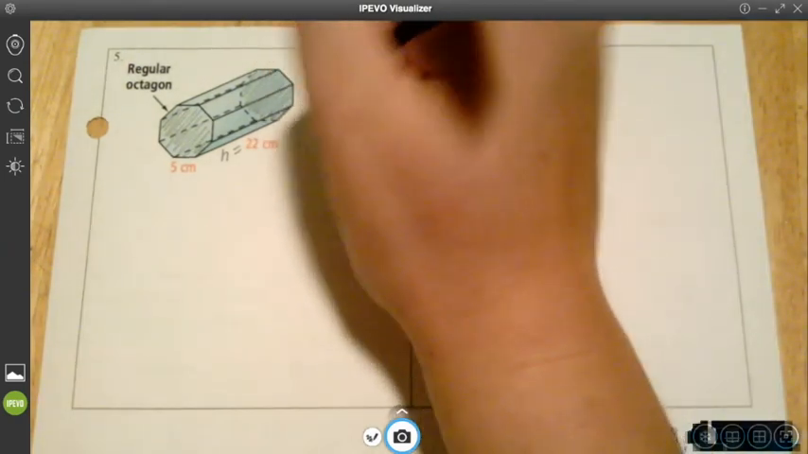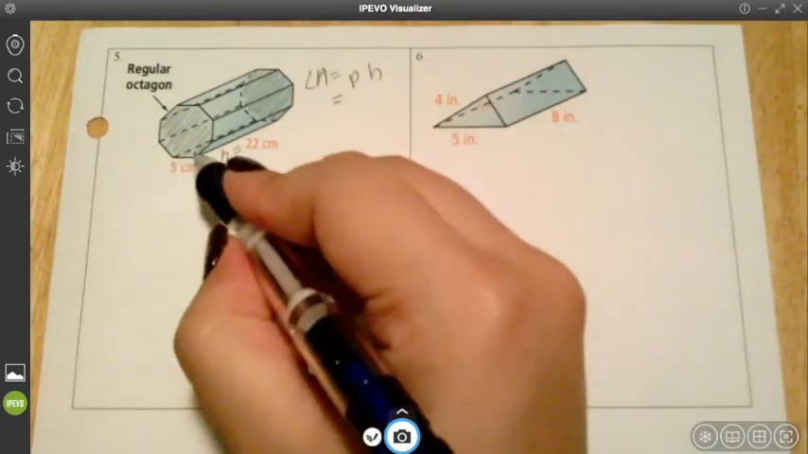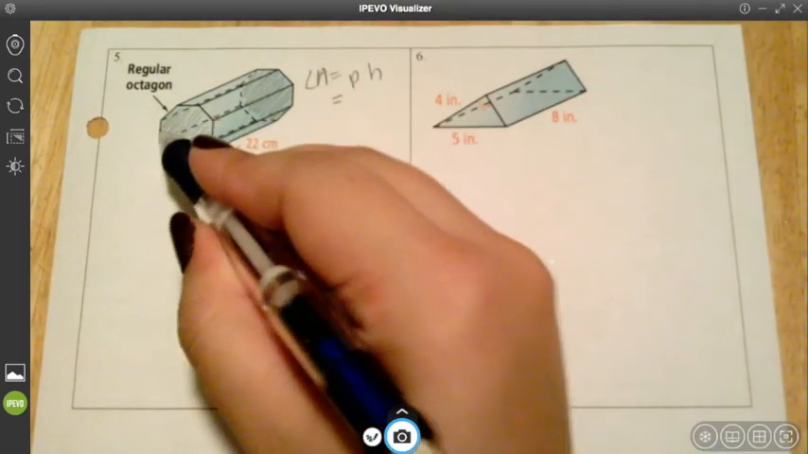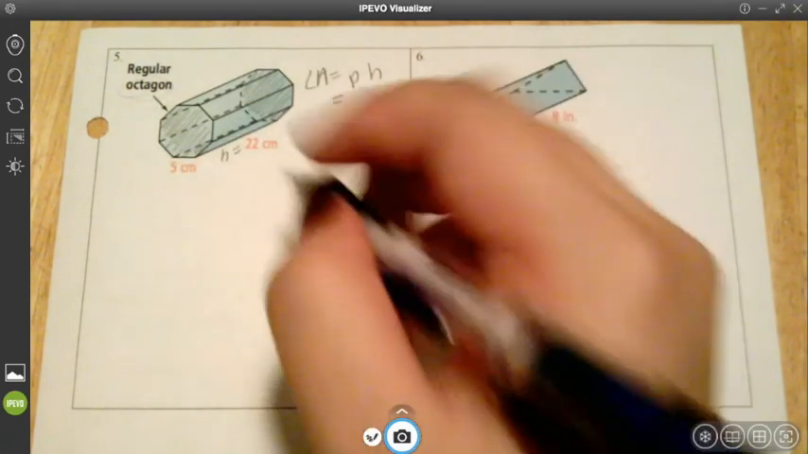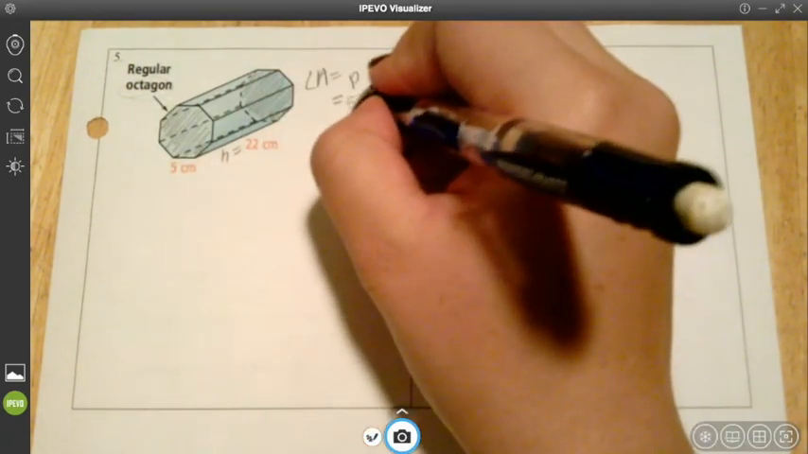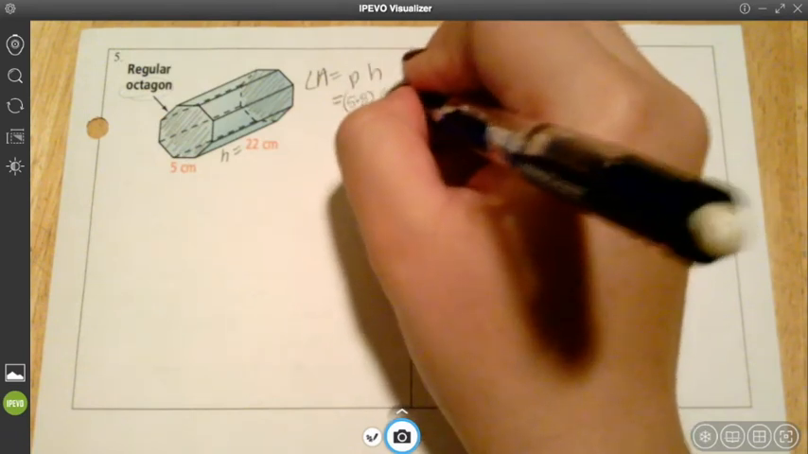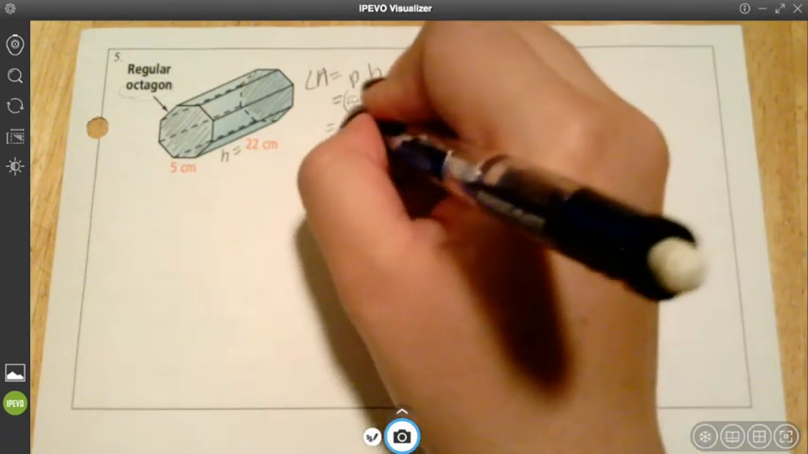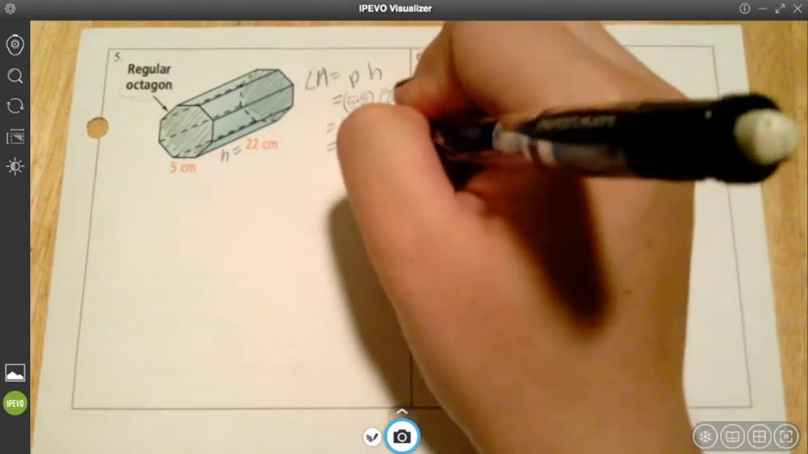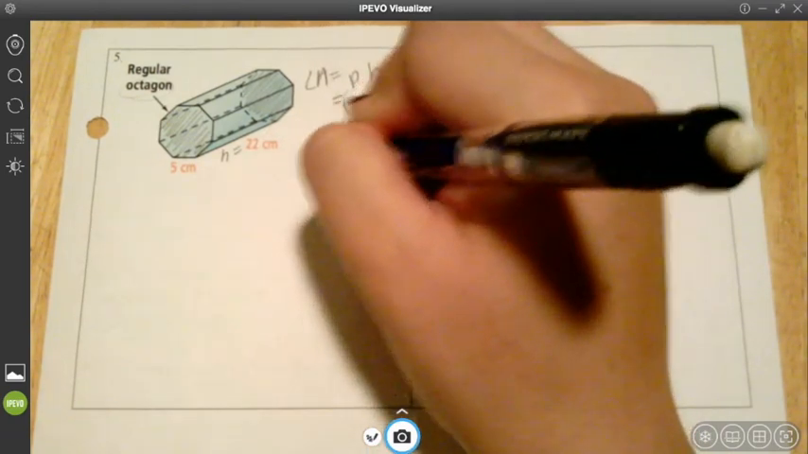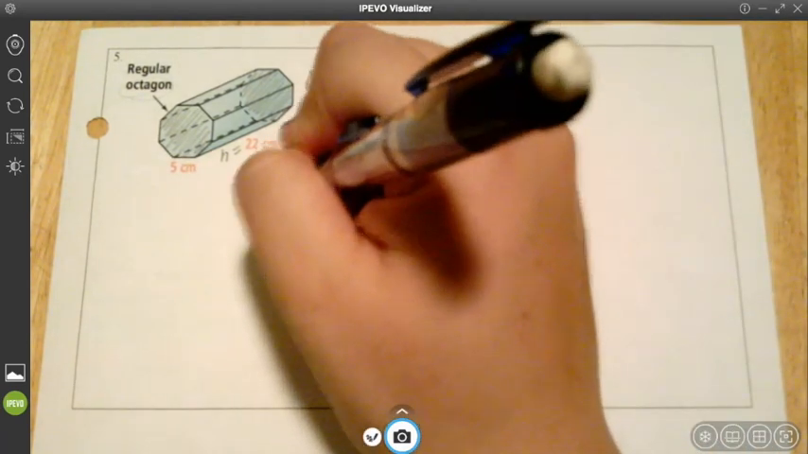Perimeter times height. Our perimeter, we have 1, 2, 3, 4, 5, 6, 7, 8. Says octagon, I confirmed it has 8 sides. So perimeter is going to be 5 times 8 times our height of 22. 40 times 22 is 880. Units are squared centimeters. And then we need the area of the base.